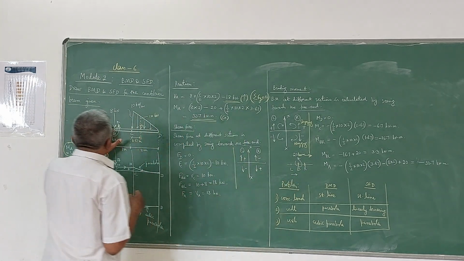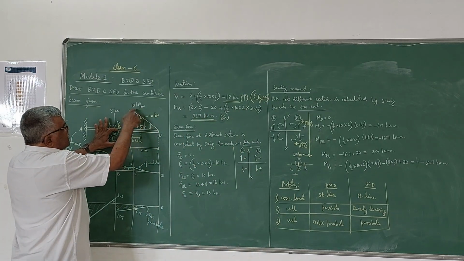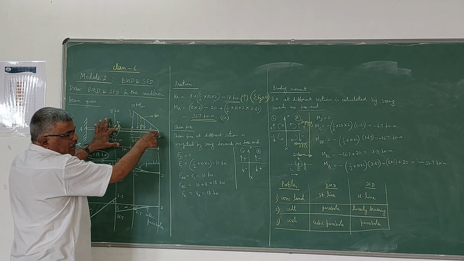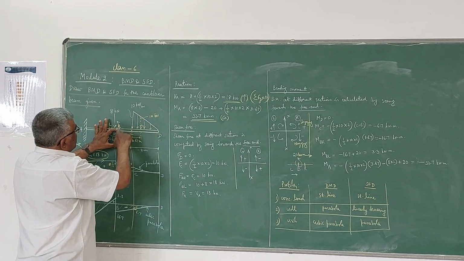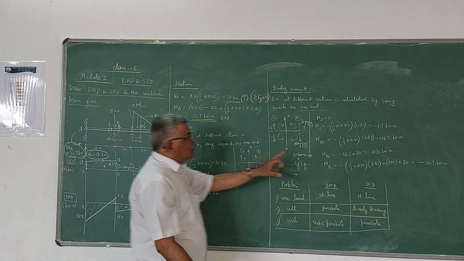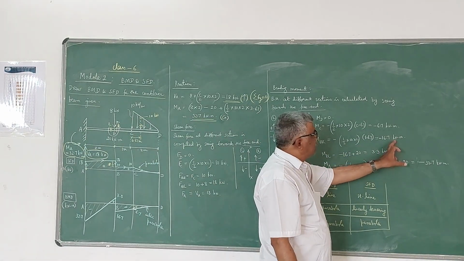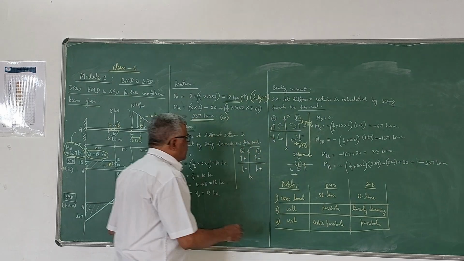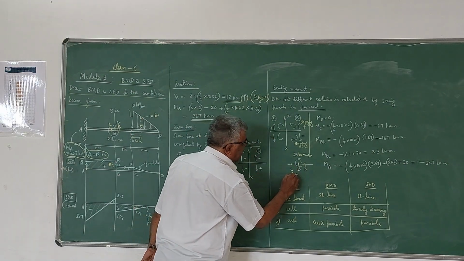That means only you have to take the moment due to this bending moment due to this triangle. So it will be minus 10 into 1 plus 0.67 distance. So that is the value, minus 16.7 kilonewton-meter.